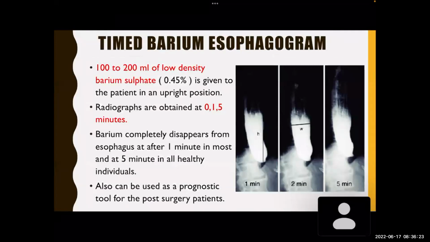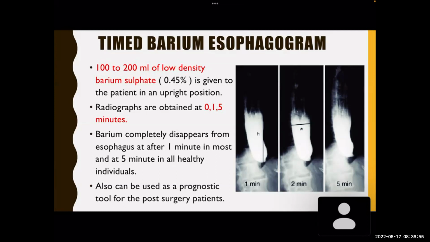Another advancement in the esophagogram is the timed barium esophagogram, where we use 100 to 200 ml of low density barium sulfate, which is 0.45%. It is given to the patient in upright position. Radiographs are obtained at 0, 1st, and 5th minute. At 0 minute we give the dye. Mostly we have to measure the height and the width of the barium column, which denotes whether the patient has achalasia cardia or not.